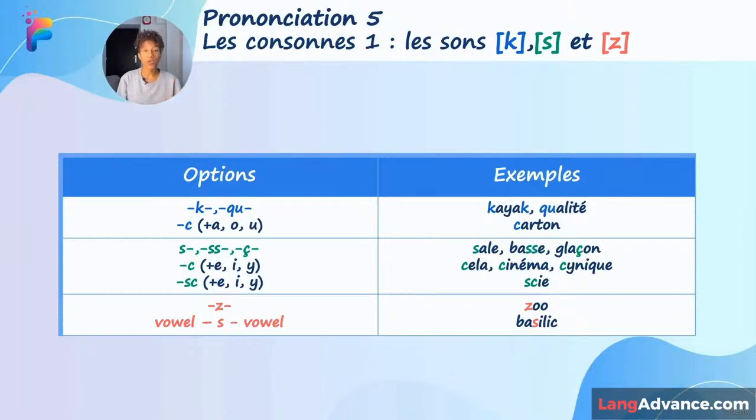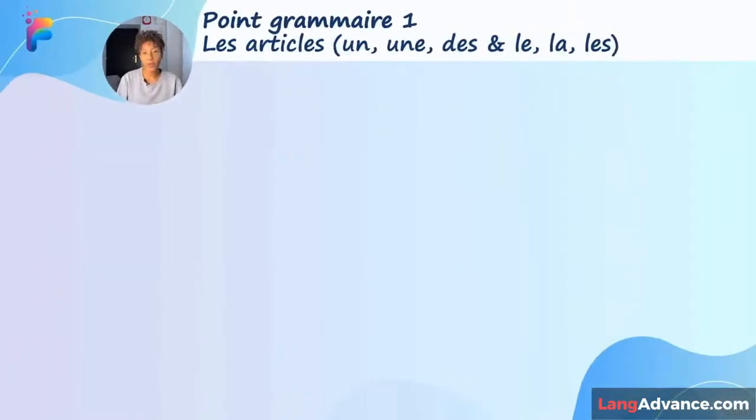You'll find it in zo, zo, and basilic, basilic. A little grammar point. Now we're going to talk about the articles in French, and more precisely about un, une, des, and le, la, les. When do we use them? In English we have a, and it means some. What will be the equivalent in French?